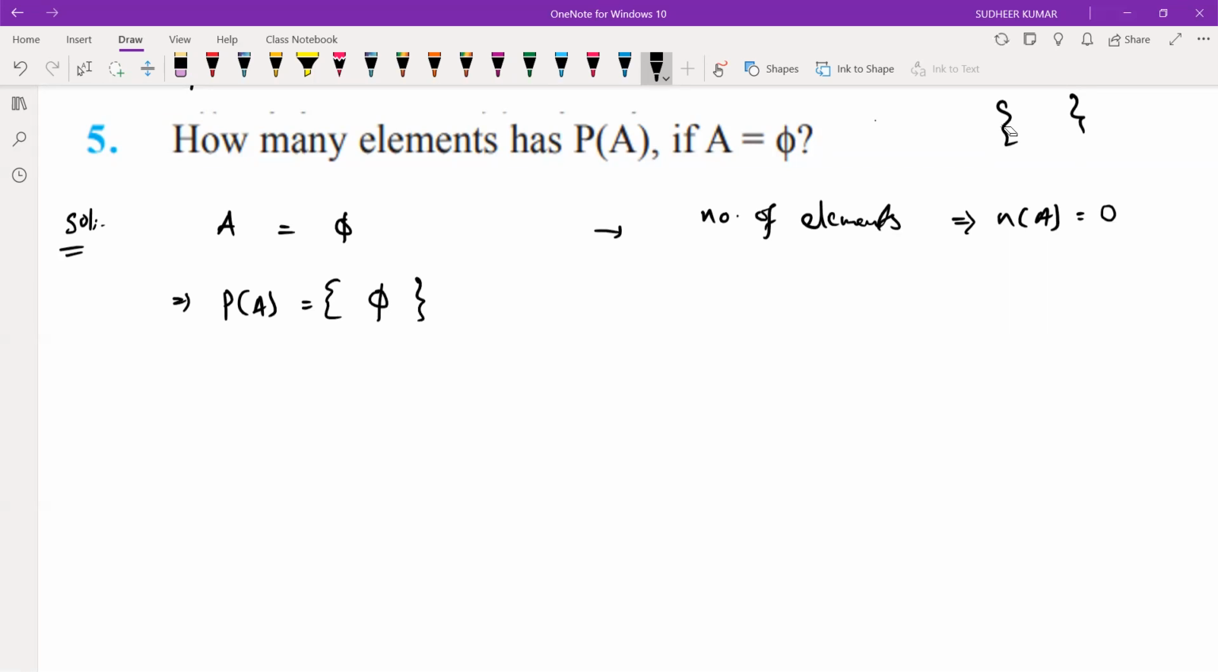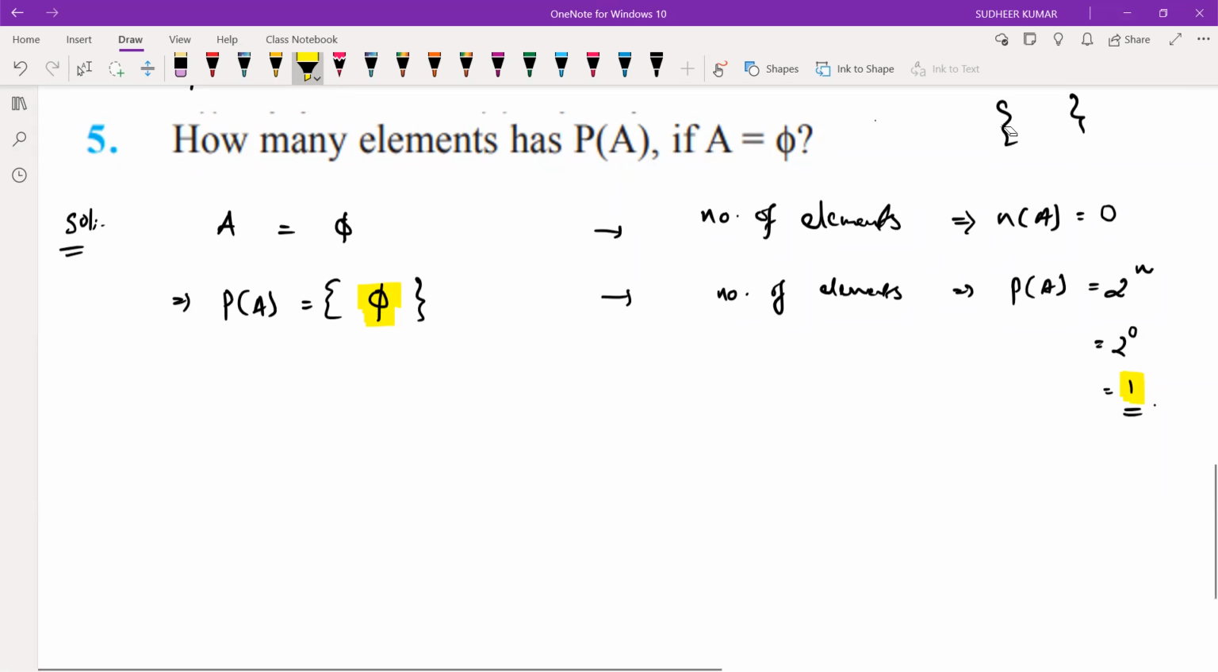P of A is the set of all subsets of A, which is called the power set of A. The number of elements in P of A, the power set of A, is 2 power n, here also using the formula. So 2 power 0 is nothing but 1. So this power set consists of only one subset. That's the meaning of this. Is it clear? Yes, sir.